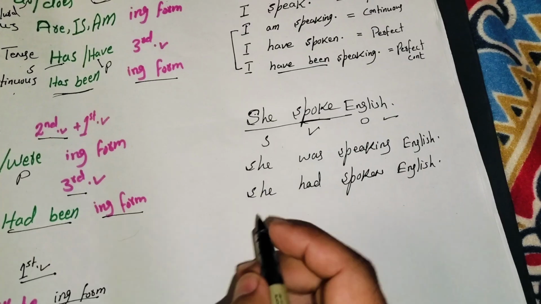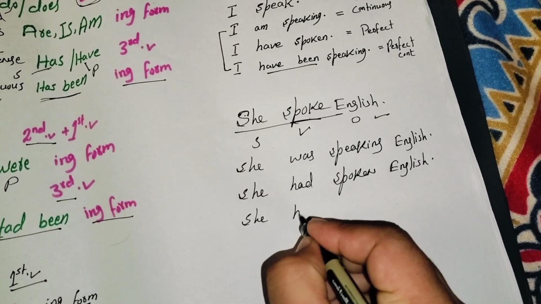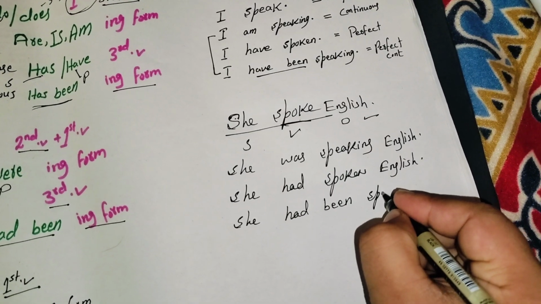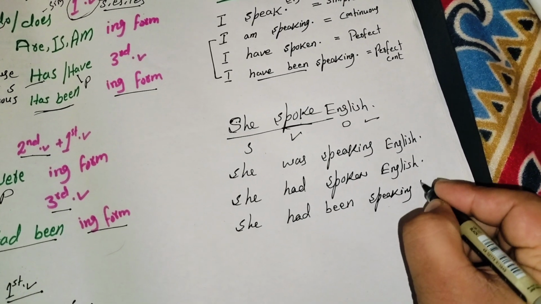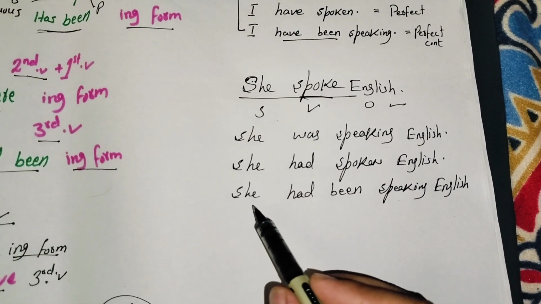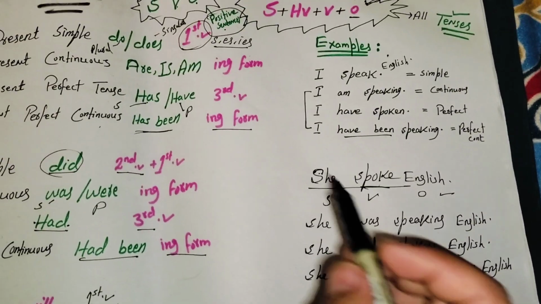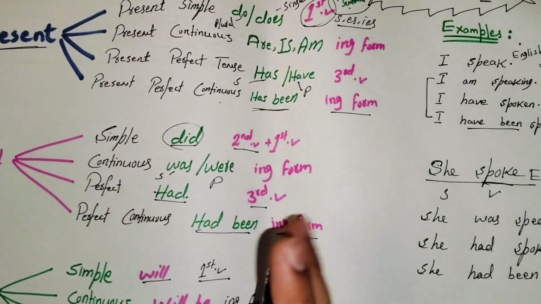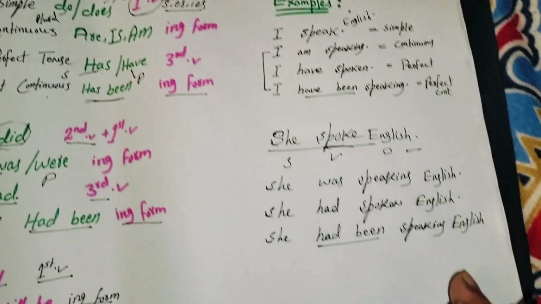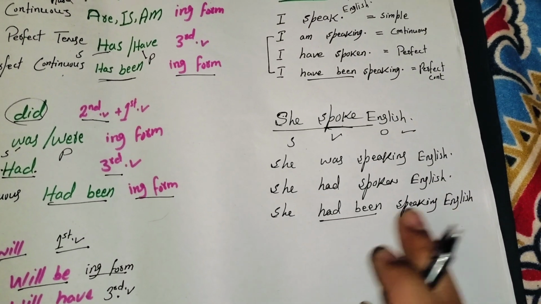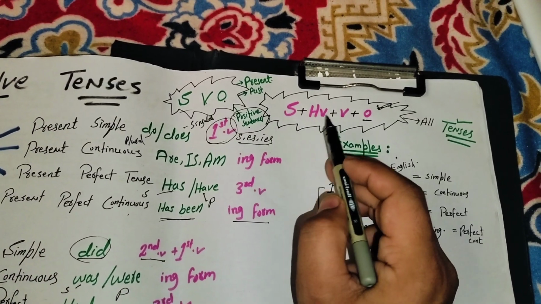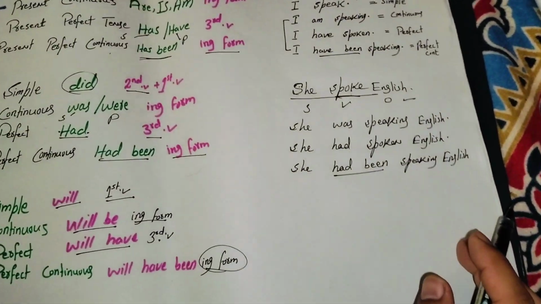Now we're going to make perfect continuous. She had been speaking English. So you can see there, she had been. Now what is had been? This is the helping verb of the past perfect. There are two words working as a helping verb. So subject, helping verb, verb, and object. So we have 1, 2, 3, and 4. In a formula we have 4 things to be used.